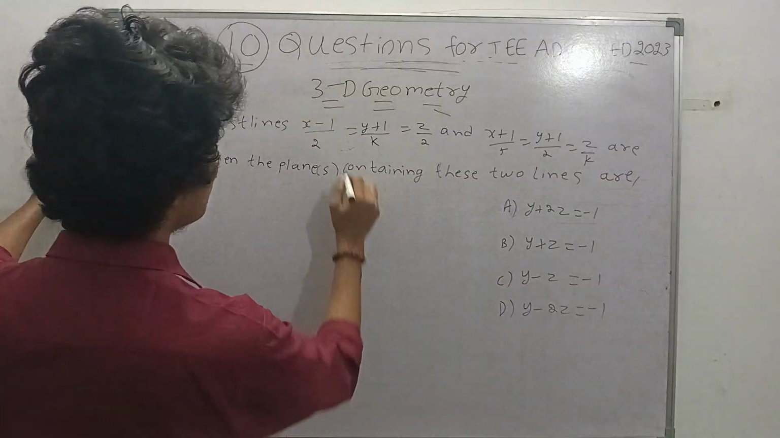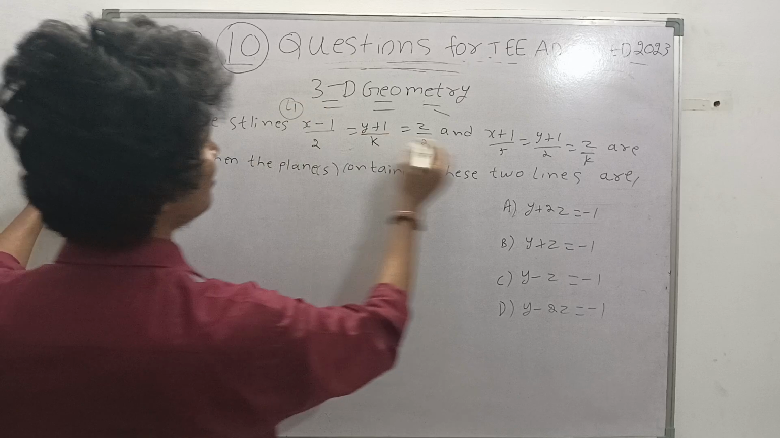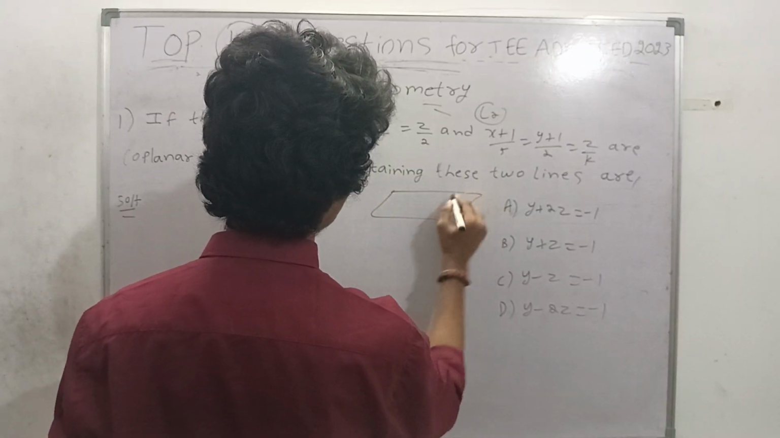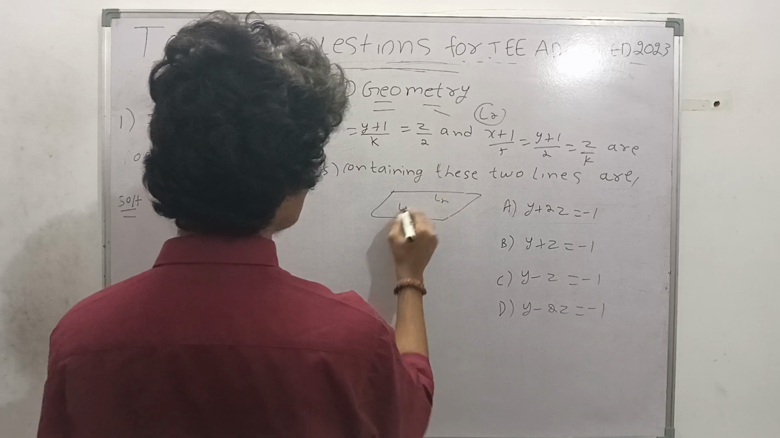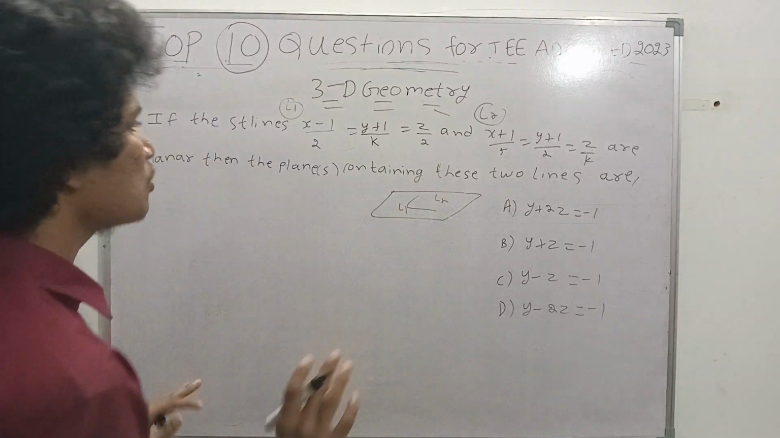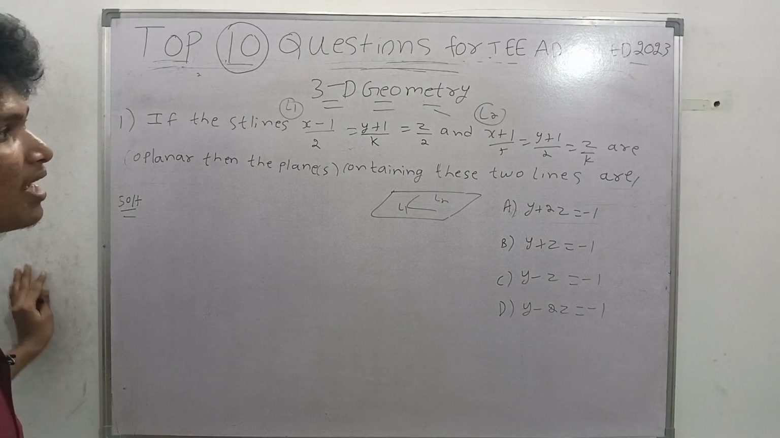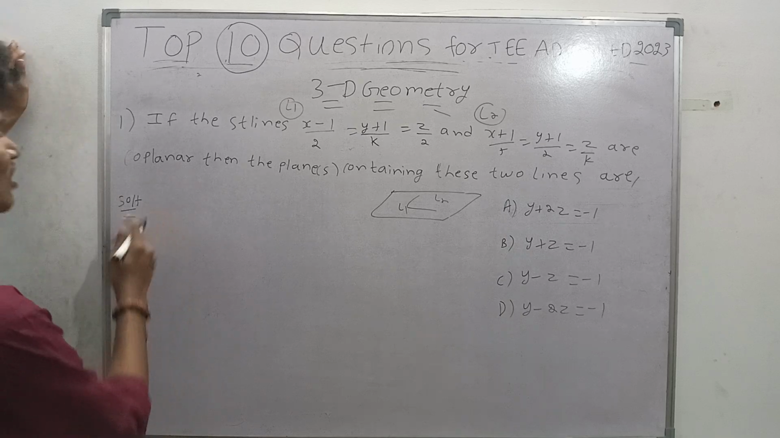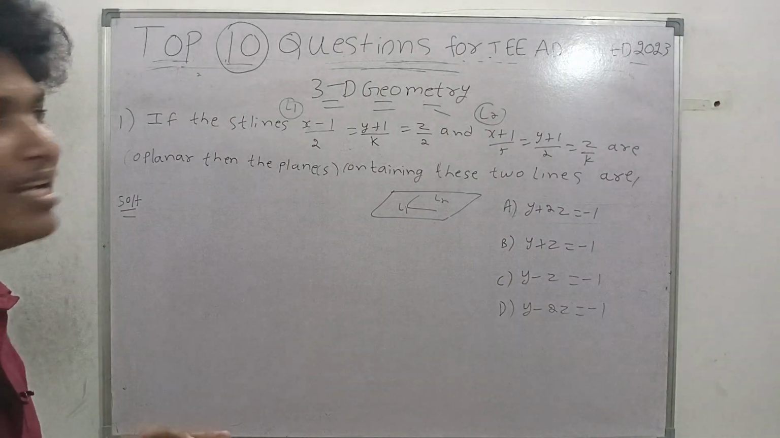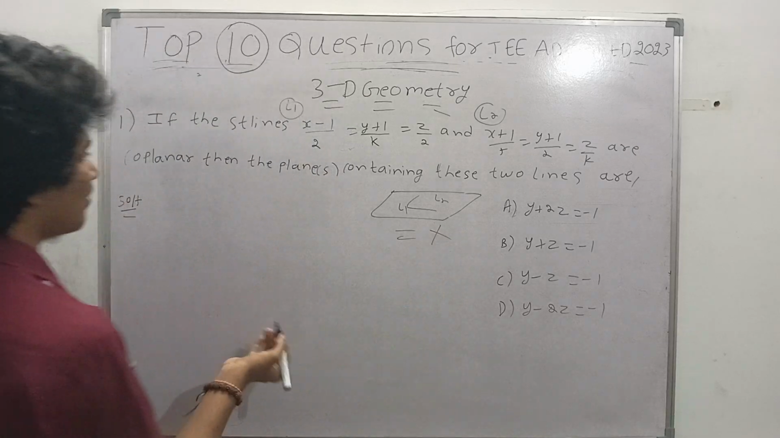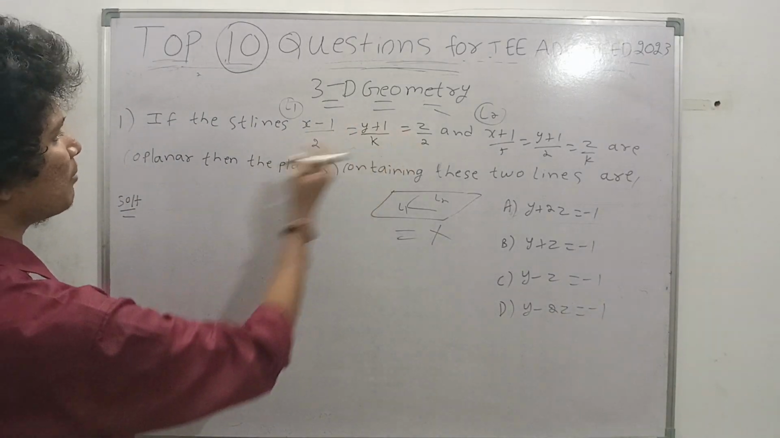Suppose you name this line as L1 and this line as L2. These two lines are contained in a plane, and these two lines are coplanar. So you can easily apply the coplanarity condition. What is the coplanarity condition? If the two lines are coplanar, they can be parallel lines or intersecting lines. So for anything, you first have to make this form.